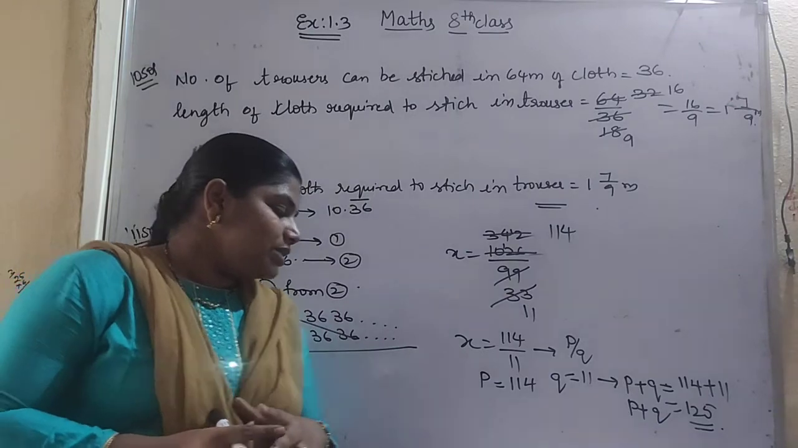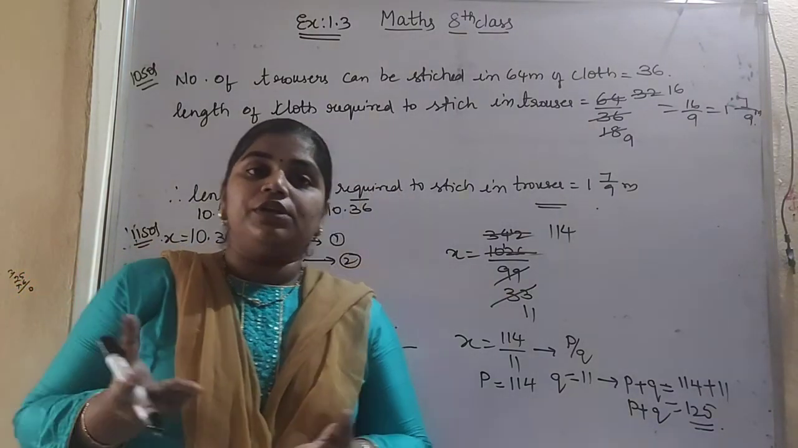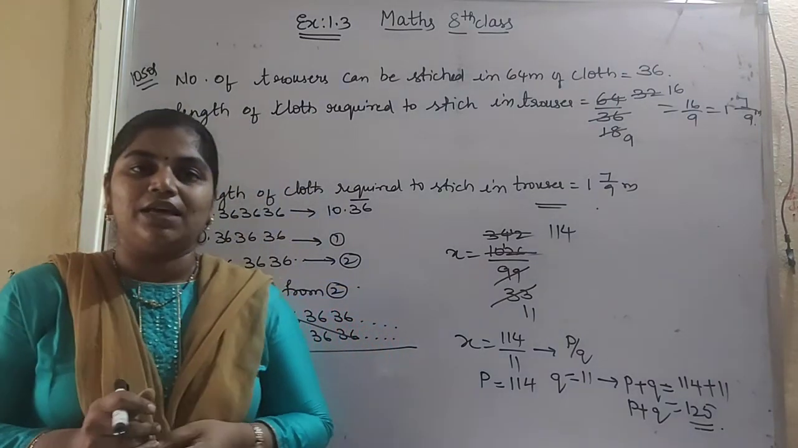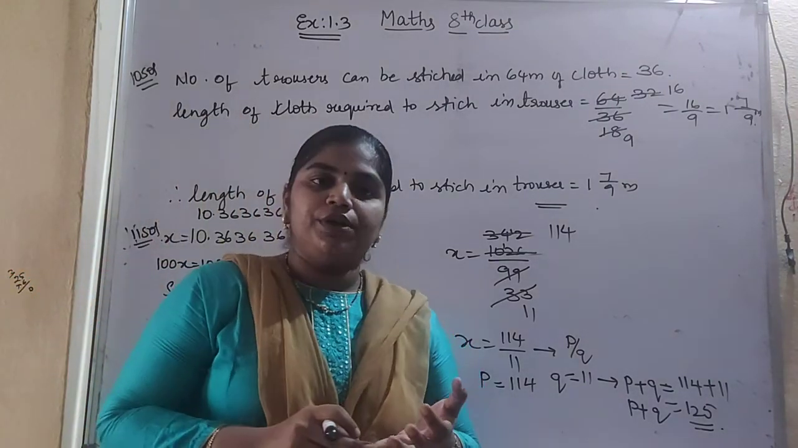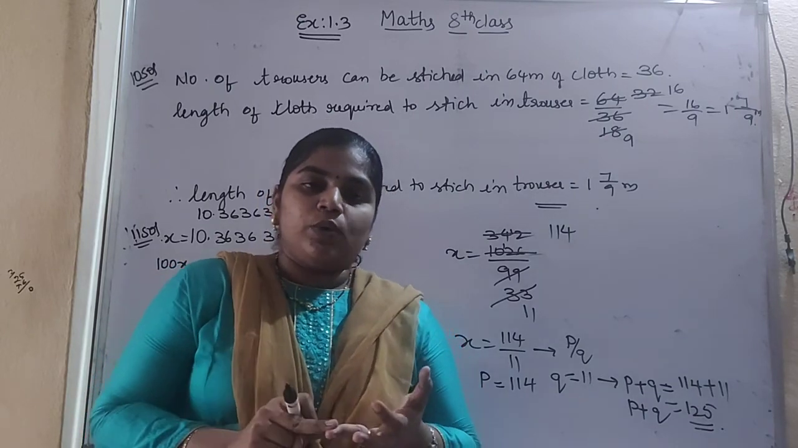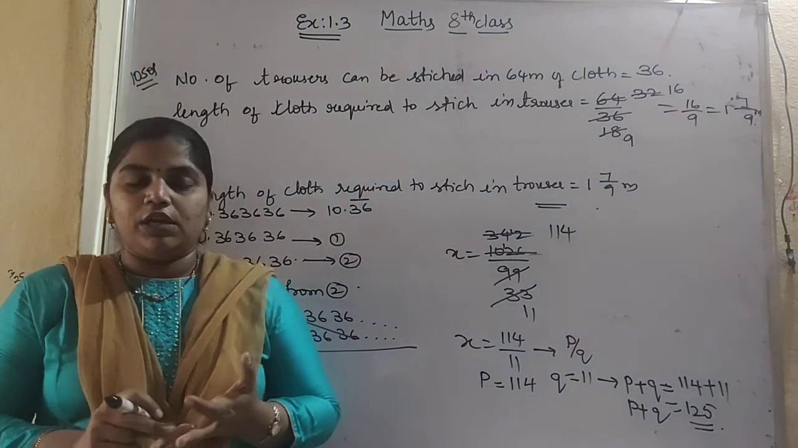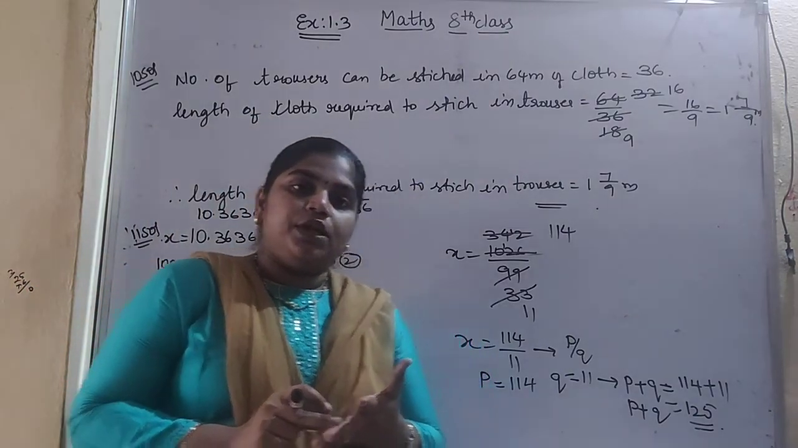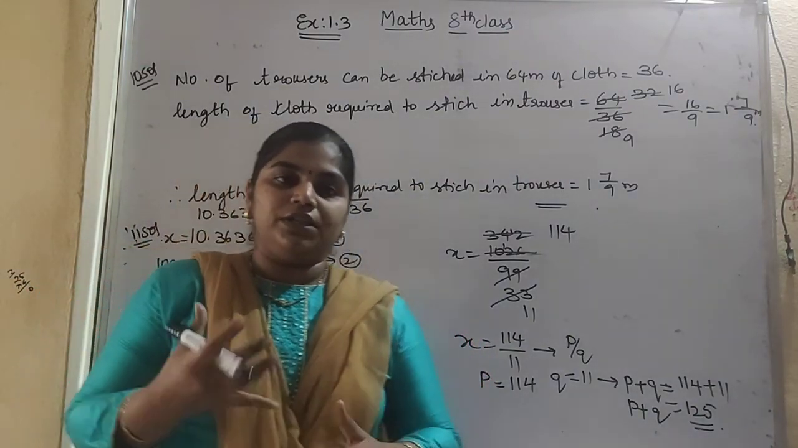So all these topics are covered, and we have learned about the properties of rational numbers. How many different types of properties are there? We have closure property, commutative property, associative property, additive identity, multiplicative identity, additive inverse, multiplicative inverse, and distributive property. All these we have covered in this chapter.